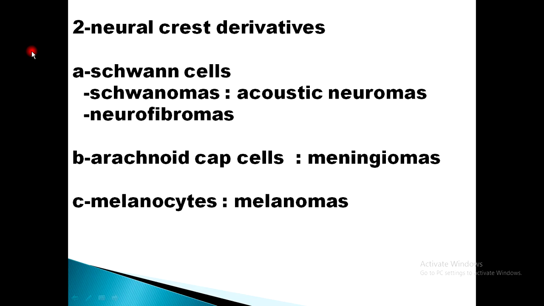Now we have the other type of cells, which are from the neural crest derivatives. First of all, we have the Schwann cells, and as you know, the Schwann cells usually envelop the axons of the neuron. An example of that is the acoustic neuroma from the vestibulocochlear nerve, and we also have the neurofibromas.